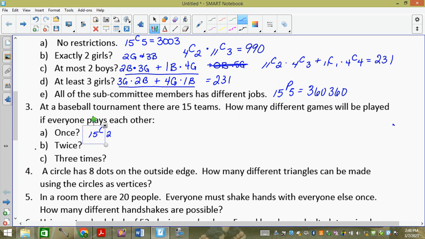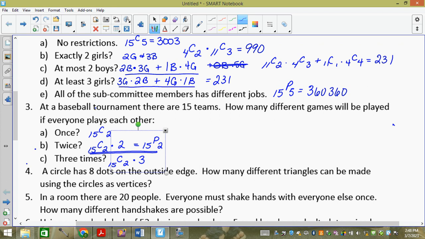If they play twice, we just go 15C2 times 2. If they play 3 times, we go 15C2 times 3. Now for twice, we could also say 15P2 because then we would say order matters. These are actually the same. 15C2 times 2 equals 15P2. However, 15P2 only works when it's like even numbers of games.